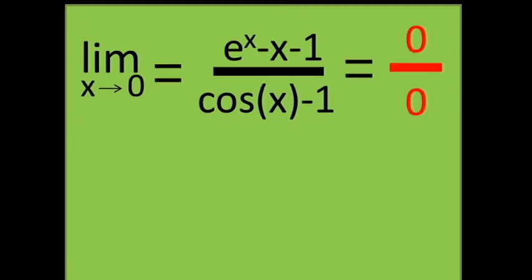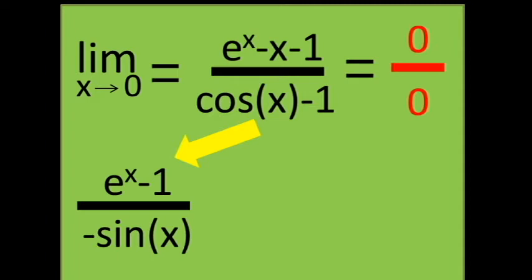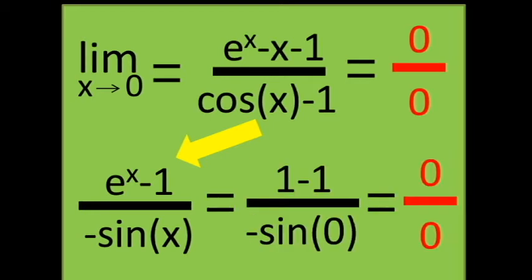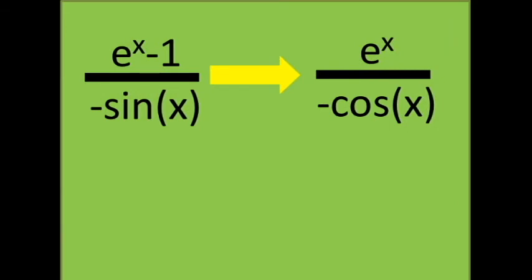Now if we take the derivative of each side of this fraction, we get e to the x minus 1 all over negative sine of x. So when we solve it for 0, we get 0 over 0 again. In this situation, we'll have to use L'Hopital's rule again, which yields a second derivative for each side of e to the x over negative cosine of x. Now if we solve this function for x equals 0, we can finally get an answer of 1 over 1 for our limit.